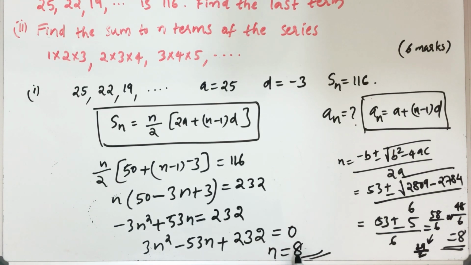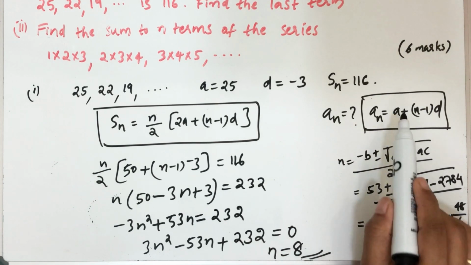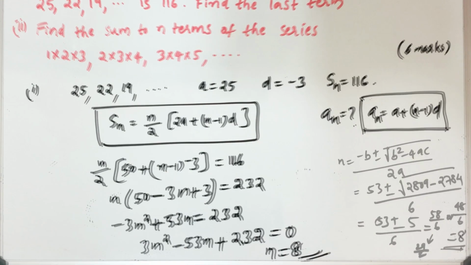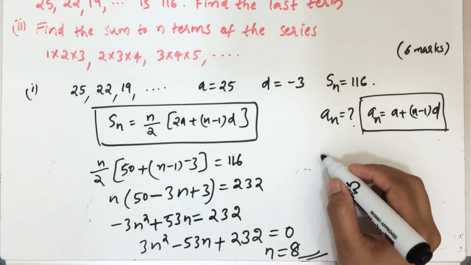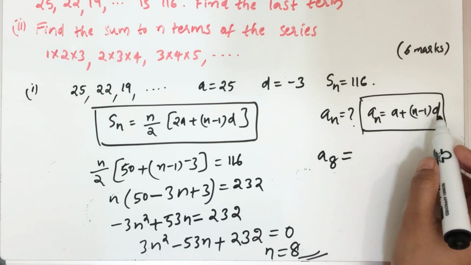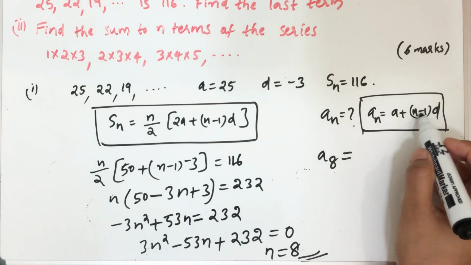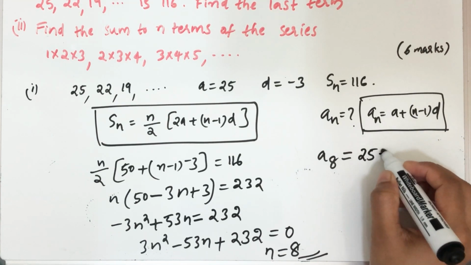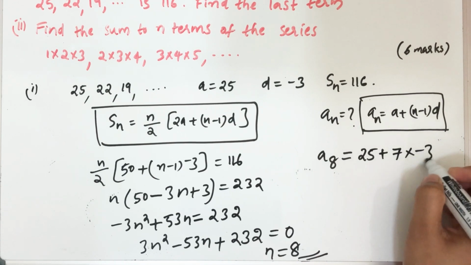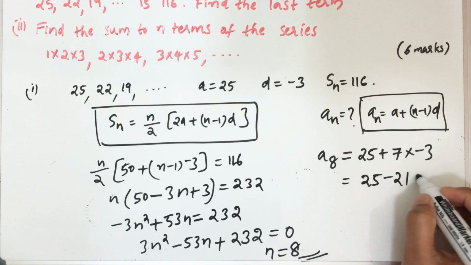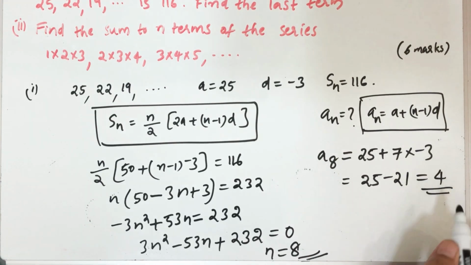Next, substitute this n in an. We already have a and d. Then we will get the last term. So the last term here is the 8th term. So we can write a8 is equal to a plus 7d, n minus 1, 8 minus 1, 7. That is a is 25 plus 7 into minus 3, d is minus 3, which is 25 minus 21, which is equal to 4. So the last term is 4.